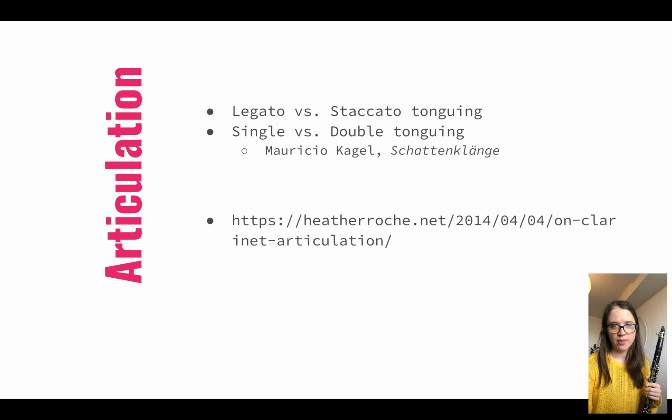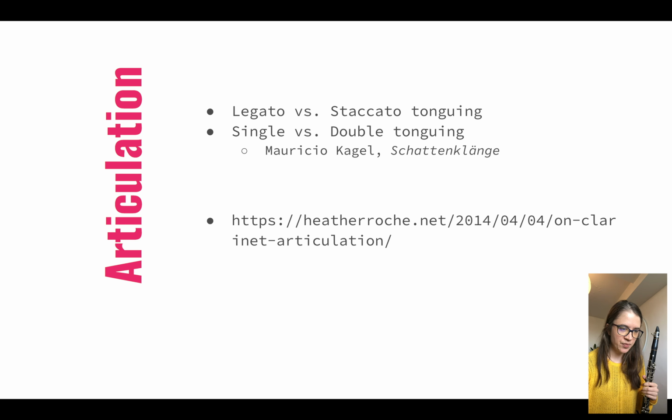Generally, composers don't write this in unless they really know what they're doing, because I will generally only use it when my single tongue isn't fast enough. I've got quite a slow single tongue compared to a lot of players, so I do rely on the double tongue a lot of the time.